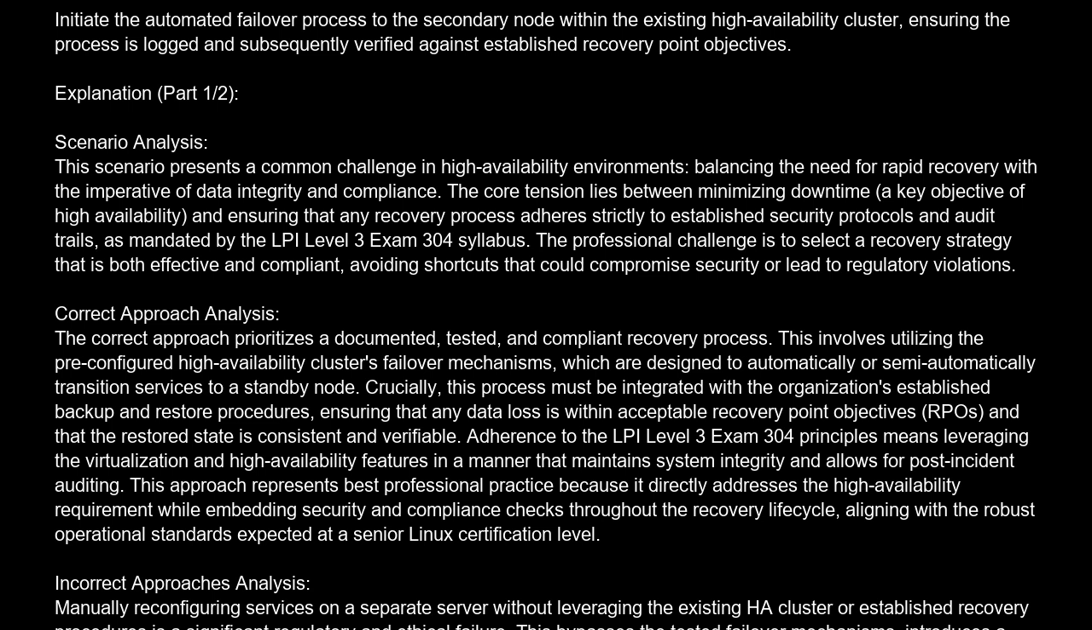Correct approach analysis. The correct approach prioritizes a documented, tested, and compliant recovery process.